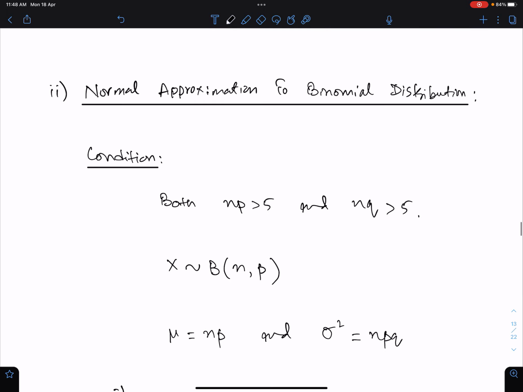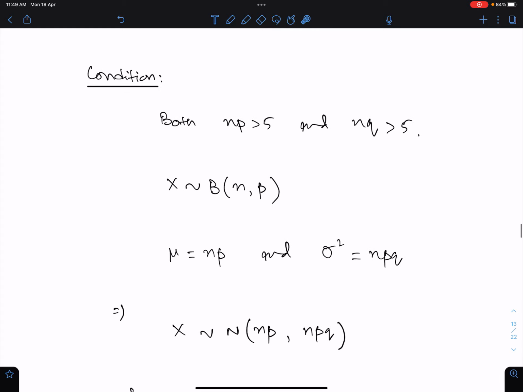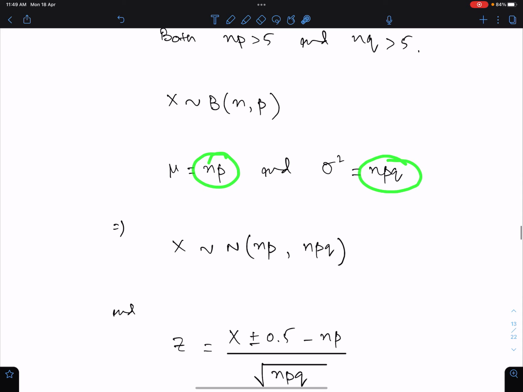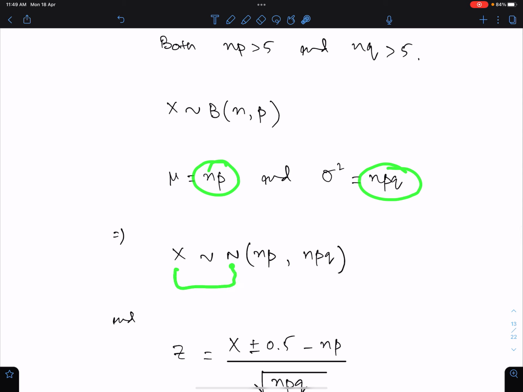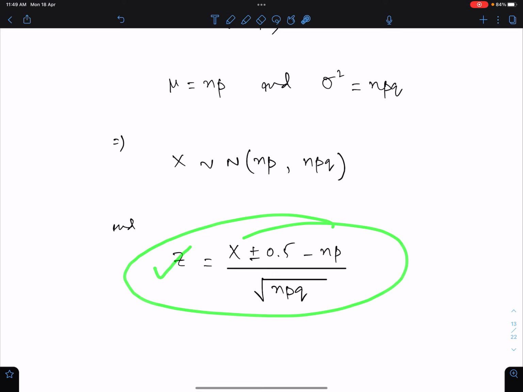Number two, normal approximation to binomial distribution. This concept is from S1, and this is the condition for normal approximation to binomial distribution: both np and nq are greater than 5. See, X is binomial, mu is np and sigma square is npq. So X is approximately normal with mean np and variance npq. And this is the formula for the value of Z test.